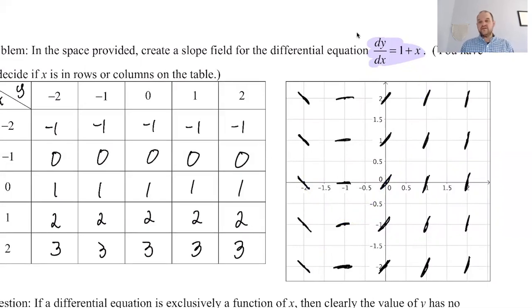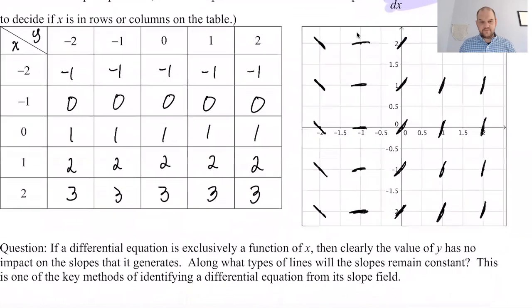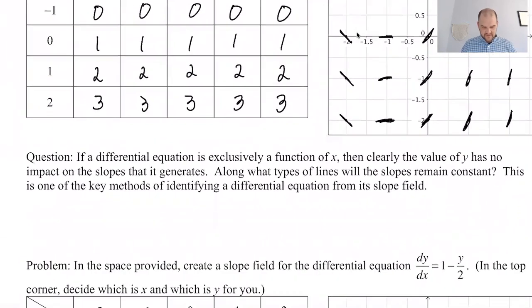The key takeaway here, though, is our differential equation does not have a y in it. If there is no y in the differential equation, then along vertical lines, the slope will always be the same. So I think that's actually something that we're going to want to look for when we see a slope field. We'll be able to figure out right away, is there an x and a y in the equation, just an x, just a y?